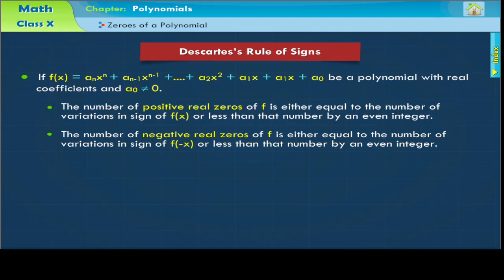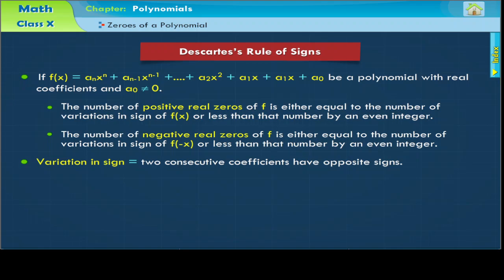The number of negative real zeros of f is either equal to the number of variations in sign of f of minus x or less than that number by an even integer. A variation in sign occurs when two consecutive coefficients have opposite signs.